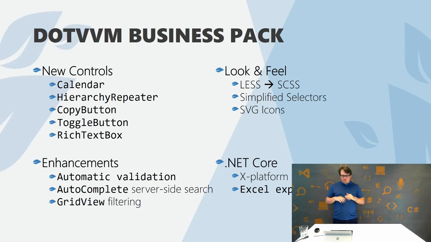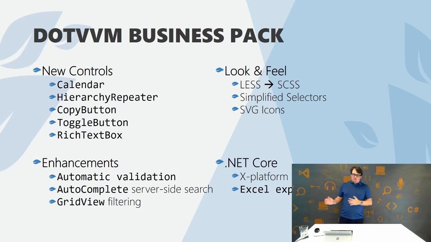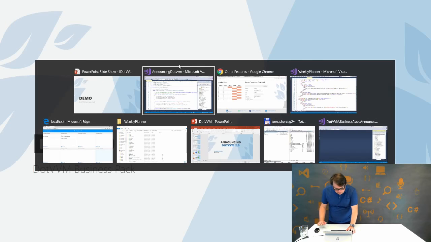.NET Core came with a few enhancements which allowed running System.Drawing on .NET Core, and also some libraries which we were using for exporting Excel files from grids. They didn't support .NET Core until recently, but now they do. So these two features are available also on .NET Core. Previously they were available only in the .NET Framework version. So those are the new things in the .vvm Business Pack. Let's look at some demos.